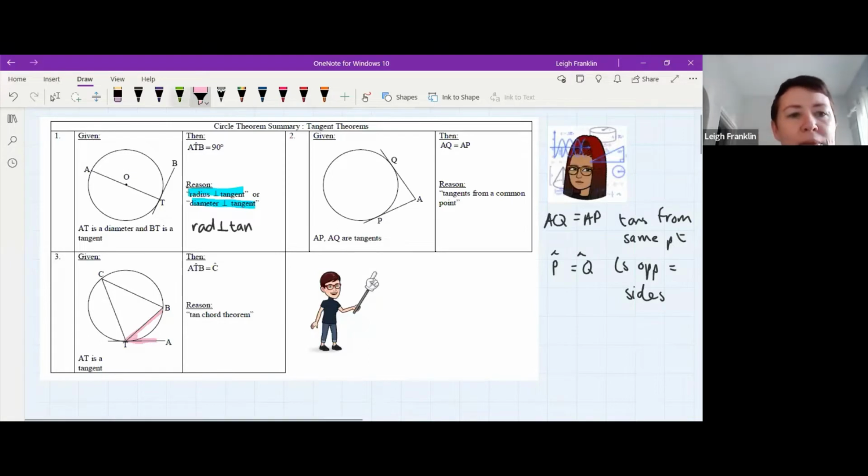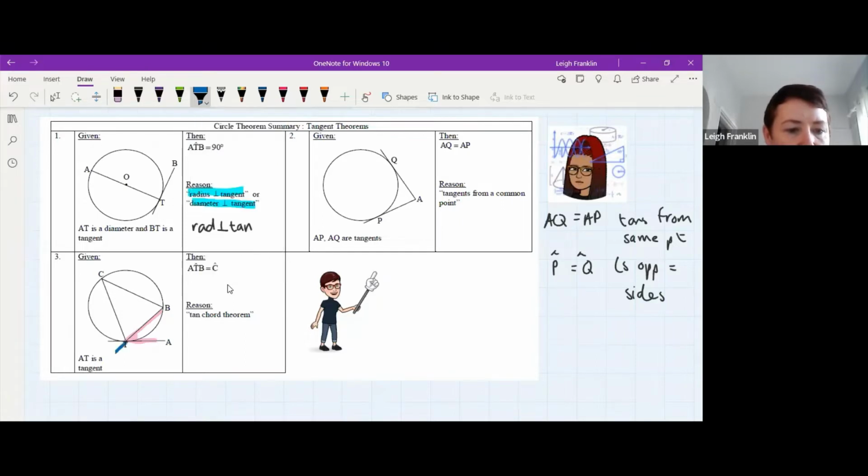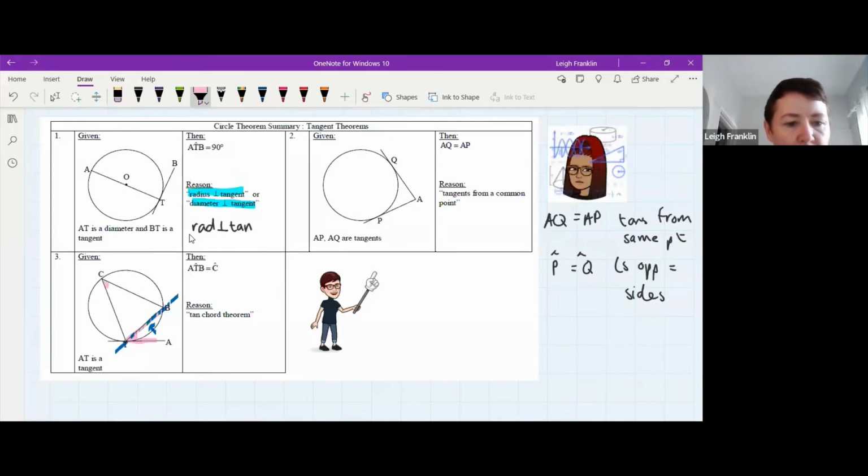So what happens here, Matrix, is that this line, TB, cuts the circle into two segments. This tiny piece over here is the minor segment, and everything else to the left of this line is the major segment. That's why we call it the alternate segment. The angle between the tangent, TA, and the chord, TB, is equal to the angle in the alternate segment, which means it is equal to angle C. So we would say that angle ATB is equal to angle C, and our reason is tan chord theorem.